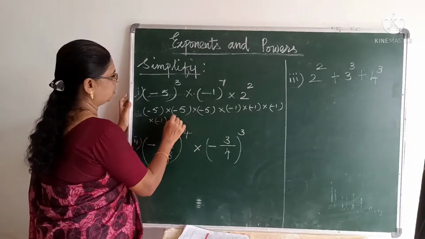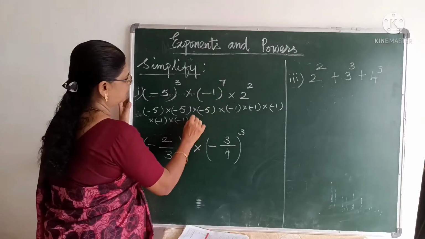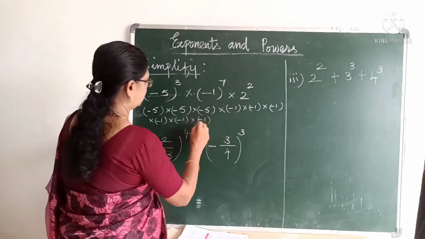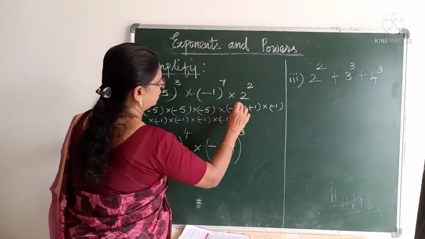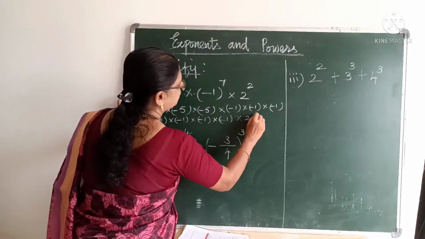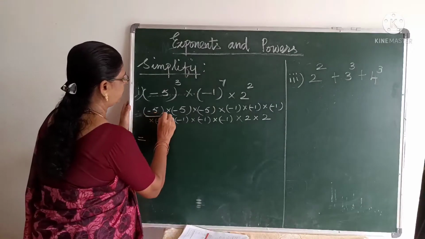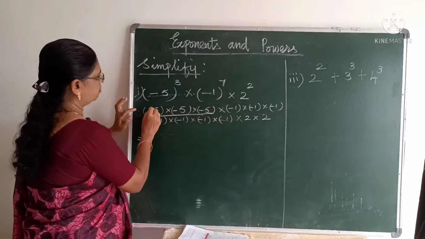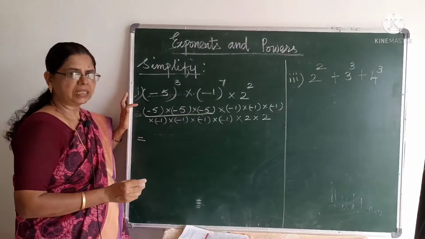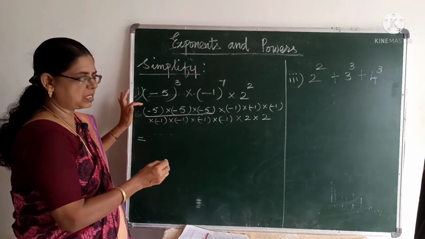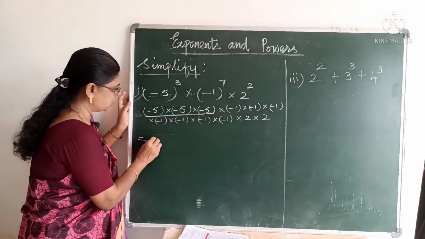Into minus 1, into minus 1, into minus 1, into minus 1. Next, 2 is taken 2 times. Okay. First find out the product of this one. Minus 5 is taken 3 times. The product is going to be negative.